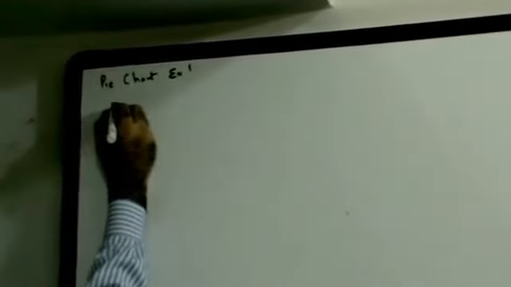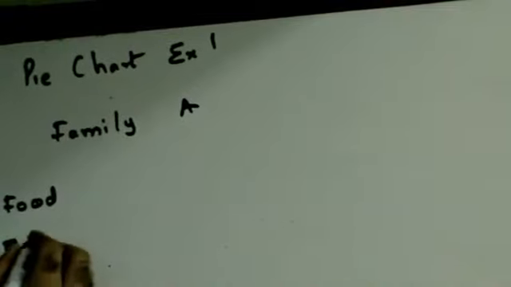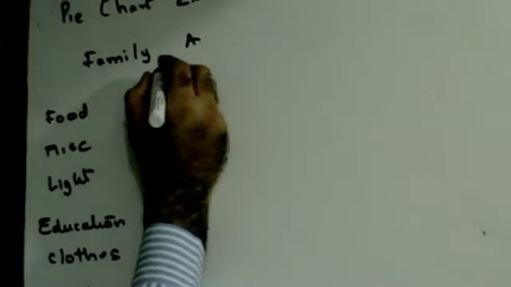Right? They've given you data regarding two families. They've given you family A. They spend on food, miscellaneous, light, education, clothes, and rent. They've given you a pie chart.